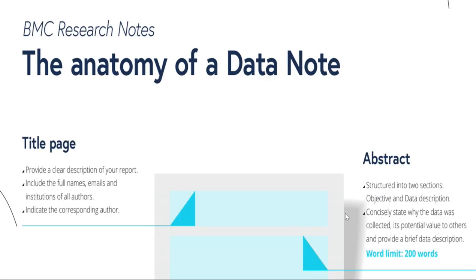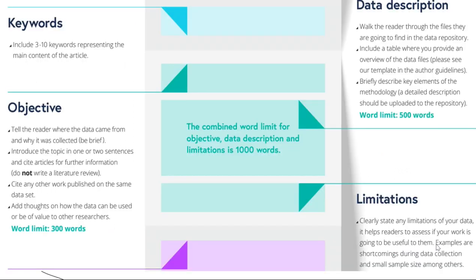Now, let's see the anatomy, the structure, of a particular data notes research article. First and most important thing is the title page. You need to provide clear information and description on the title page, where you can indicate who the corresponding authors are. You have to mention the abstract, where you state your objective and data descriptions, concisely state why the data was collected and its potential value to others, and provide a brief data description. The maximum limit is 200 words.